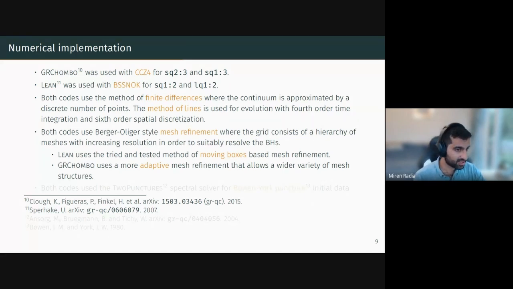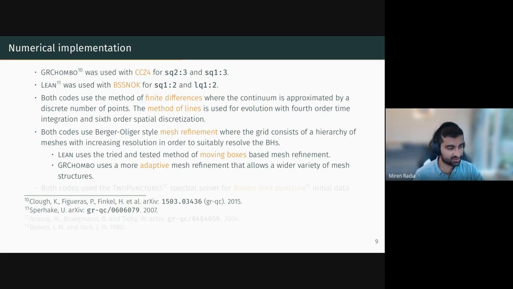Both codes use Berger-Oliger style mesh refinement. Mesh refinement is used to reduce computational expense. It would be prohibitively expensive to use the same resolution everywhere in the computational domain. So in mesh refinement, the grid consists of a hierarchy of meshes with increasing resolution around the black holes in order to suitably resolve them.